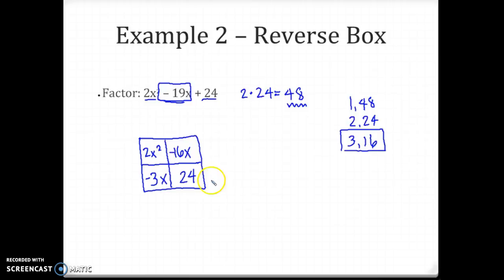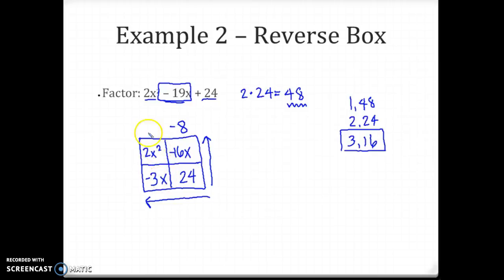So to get back to my binomials, I'm going to work from this bottom right corner away, and I'm going to find the GCF. Now remember, with GCFs, you always keep the sign that's on the outside, or the first sign. So I'm going to keep whatever sign is on the outside. So my GCF of negative 16x and 24 was going to be a negative 8. They don't both have x's, so I can't take out a variable.